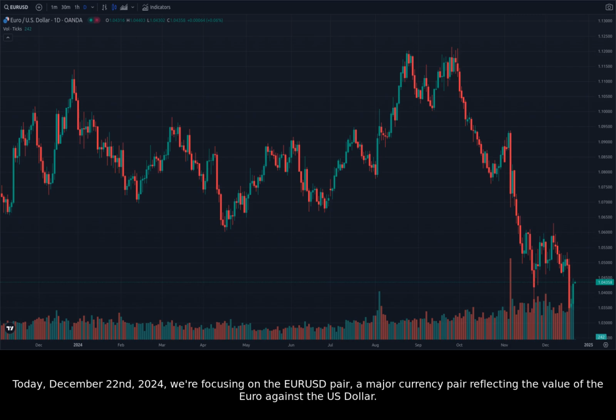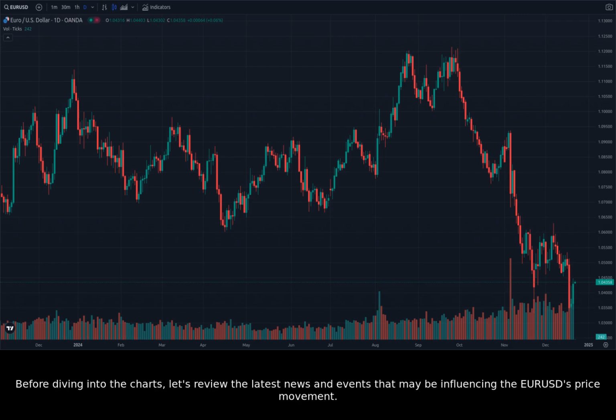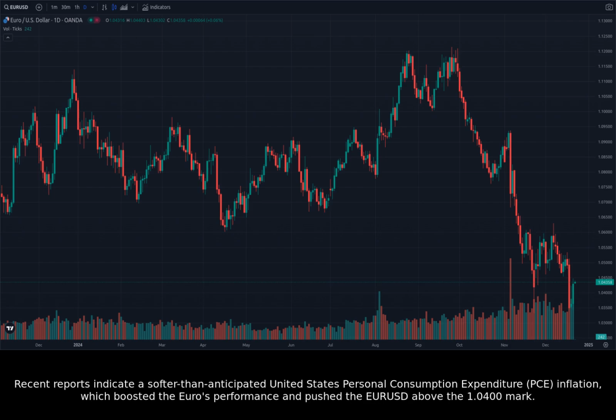Today, December 22nd, 2024, we're focusing on the EURUSD pair, a major currency pair reflecting the value of the euro against the US dollar. Before diving into the charts, let's review the latest news and events that may be influencing the EURUSD's price movement. Recent reports indicate a softer-than-anticipated United States personal consumption expenditure (PCE) inflation, which boosted the euro's performance and pushed the EURUSD above the 1.0400 mark.